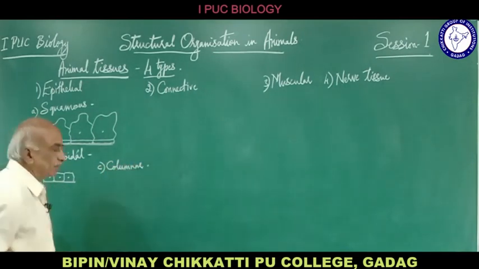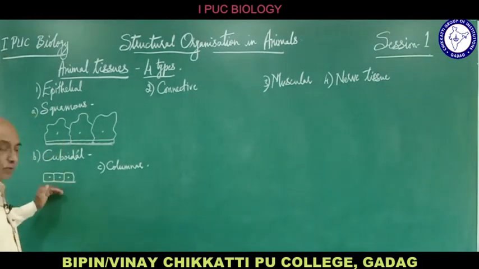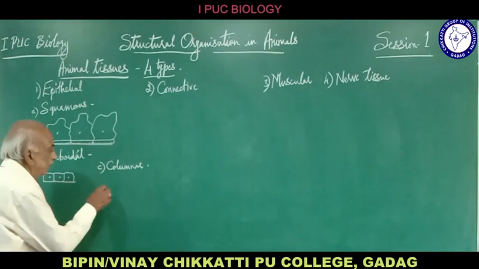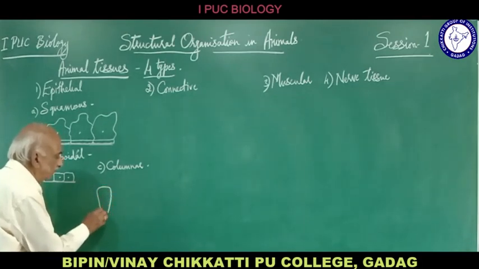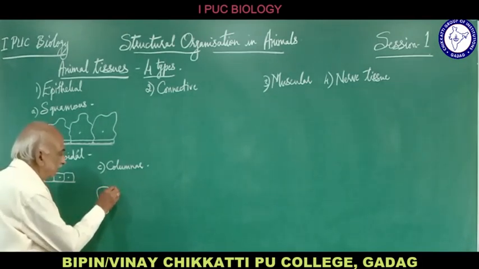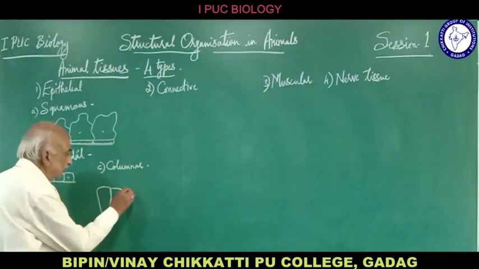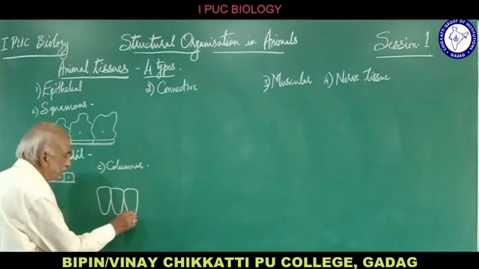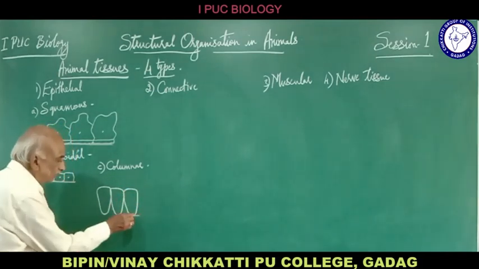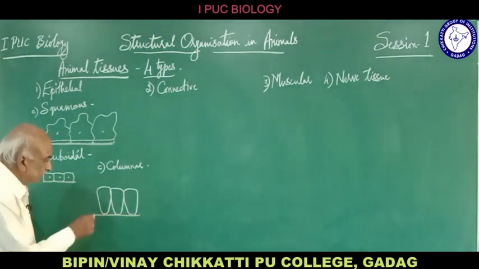So columnar, column-like. The word itself suggests squashed, cuboidal and columnar. Here these column-shaped cells are not exactly cylindrical, but somewhat broad at one end and narrow at another end. So this is how the cells look. The free end of the cell is broad, and the narrow end of the cell is towards the basement membrane. This is the basement membrane, this is the cell.